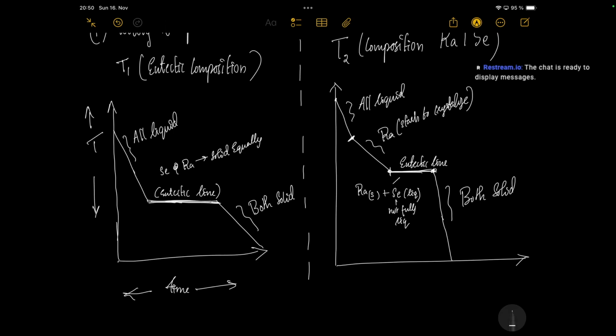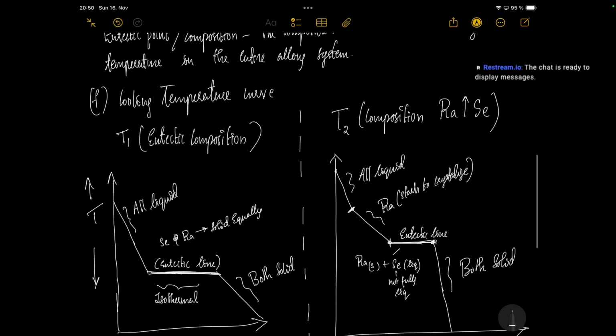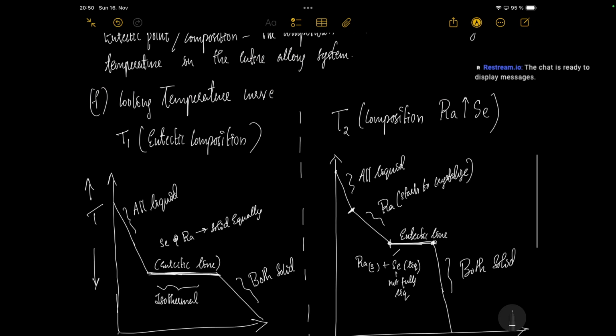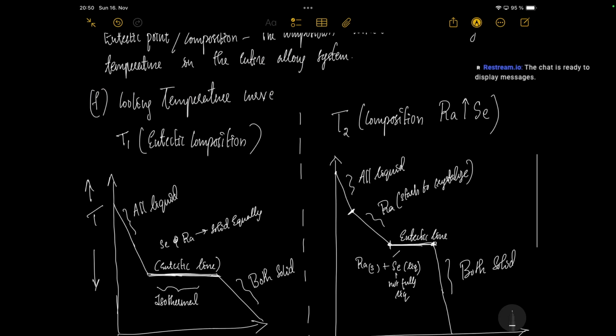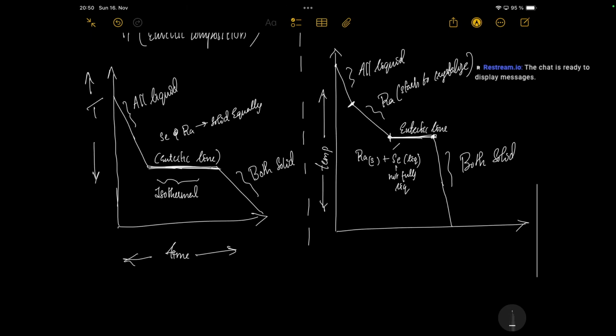I forgot the term. There was a term for this one. It's an isotherm, isothermal situation, but I don't remember exactly what it was. Yeah, I think that this is basically it. Temperature and time.